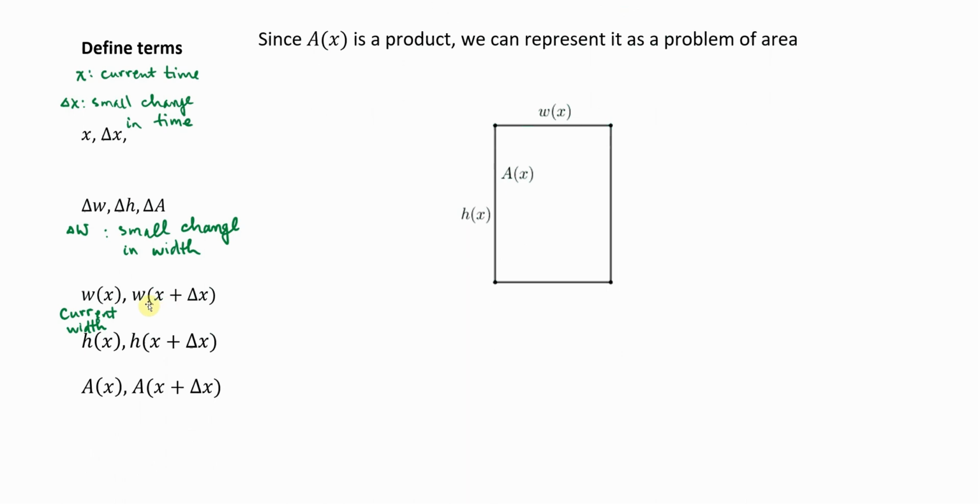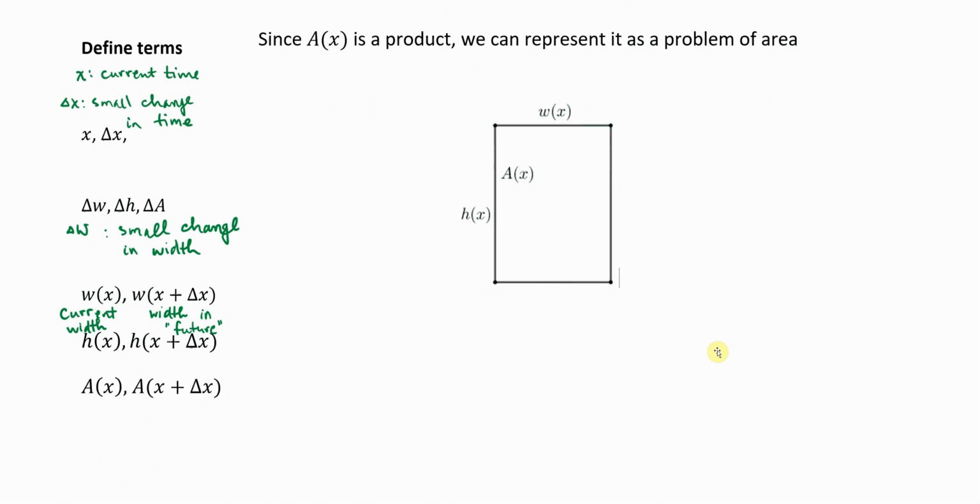Okay. And then w of x plus delta x, well, x plus delta x is sometime in the future. So w of that is just the width in the future, in some forward amount of time. I put future in quotes here, because it just means a time that is further ahead than the time we're currently measuring from. Okay, so you can imagine an animation, where this rectangle is getting larger and smaller. Its width is expanding and its height is expanding at some rate, and we want to figure out how its area is expanding.